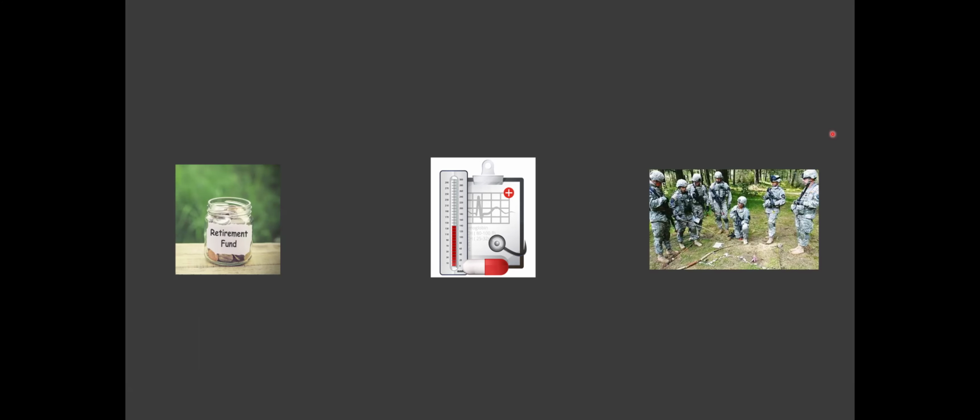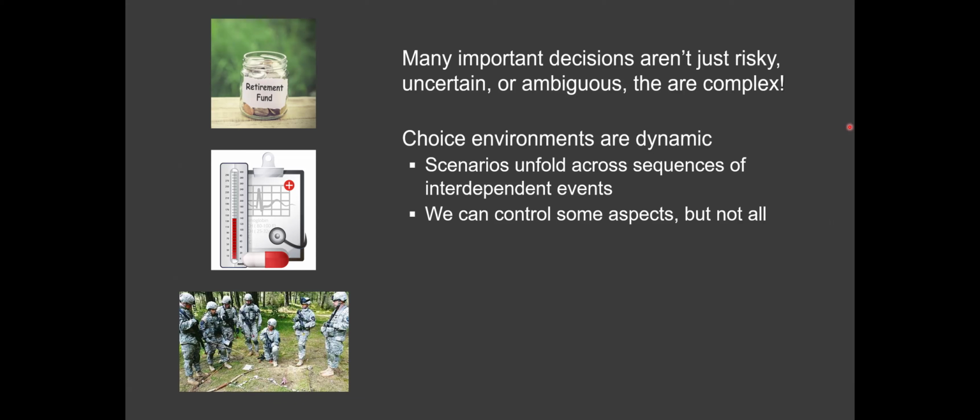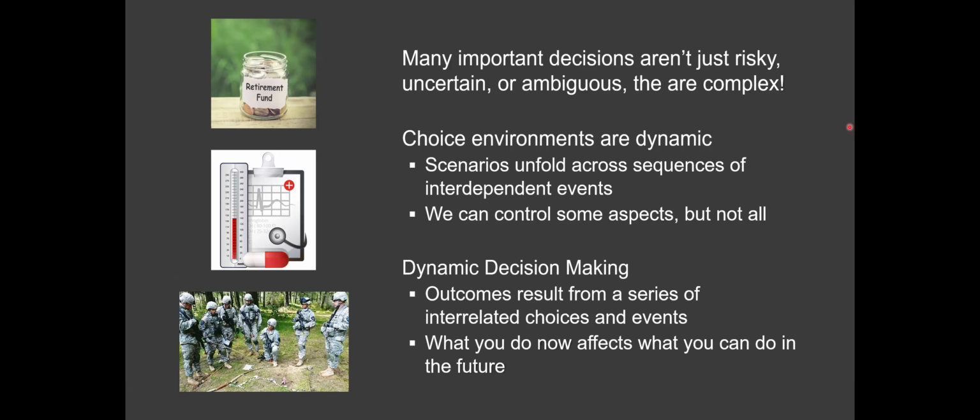So, whether it's planning for our retirement, managing the long term health of a medical patient, or making adaptive decisions in a combat environment, a lot of the important decisions that we face aren't just risky or uncertain or ambiguous, but they're also complex. And a feature I'll focus on today is that these choice scenarios are sometimes dynamic. So the scenarios unfold across a sequence of interdependent events, some of which we can control, others that we can't.